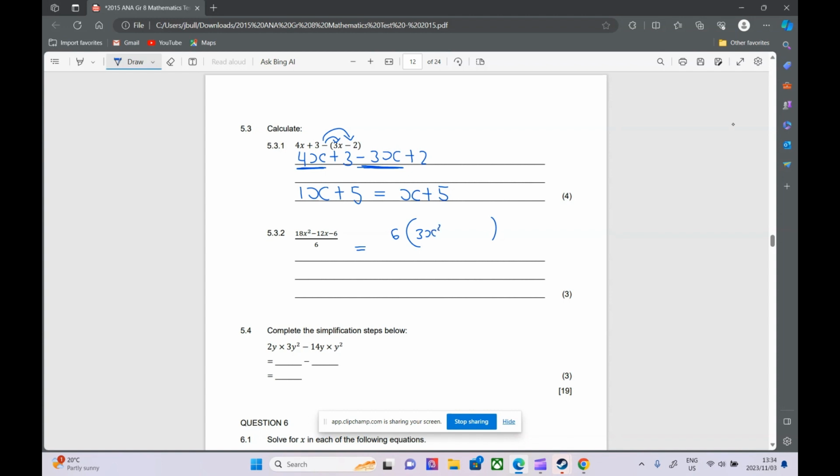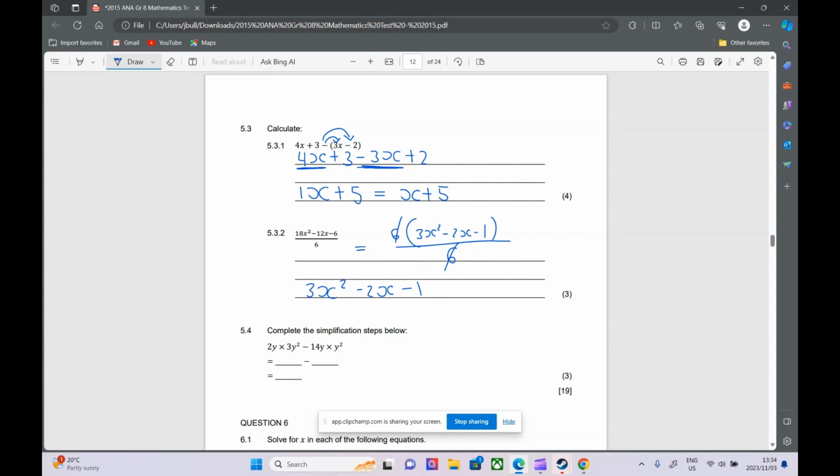12 divided by 6 is 2x. And 6 divided by 6 is 1. Okay, which doesn't look that much simpler yet, but you're going to see why we do that in a sec. Then we have this 6 at the bottom. What we can do is go 6 divided by 6, we can cancel those. Okay, so we are left with 3x squared minus 2x minus 1.